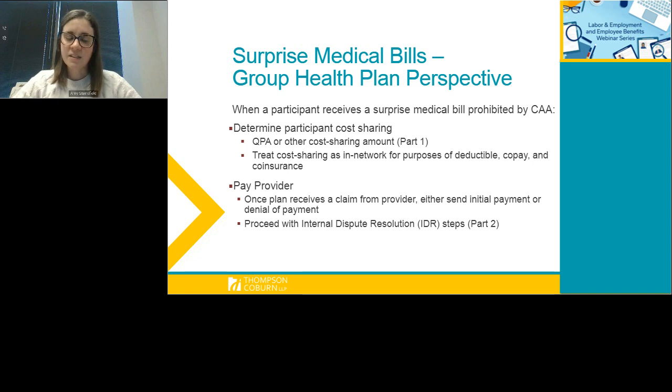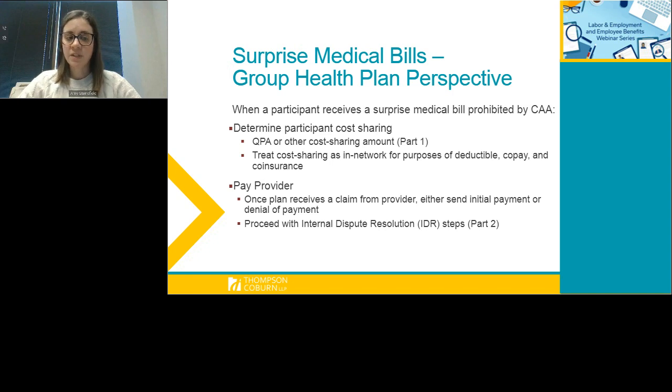Under the regulations, there's what's called a qualifying payment amount, which is usually going to be what the cost sharing amount is going to be, but there's a decision tree you have to follow for that, and then a specific calculation in determining what it is. And then any cost sharing amount that the participant is responsible for is going to be treated as in-network for purposes of deductible, copay, and coinsurance. So looking at what the participant owes is one step.